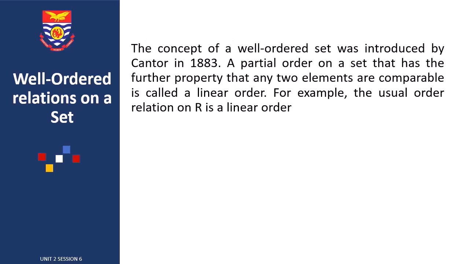So let's look at a small history. The concept of a well-ordered set was introduced by Cantor in 1883. A partial order on a set that has this further property, that any two elements are comparable, is called a linear order. An example is the usual order relation on R, which is a linear order.